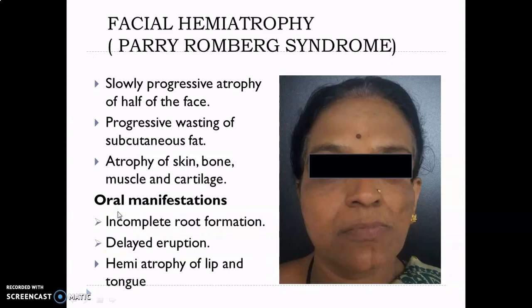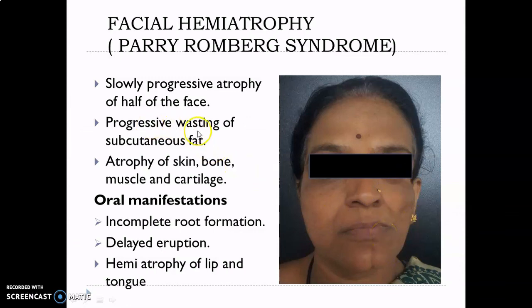The next anomaly is known as facial hemiatrophy or atrophy of one side of the face. This is also known as Parry-Romberg syndrome. So there is slowly progressive atrophy of half of the face. This is the affected side in this image.